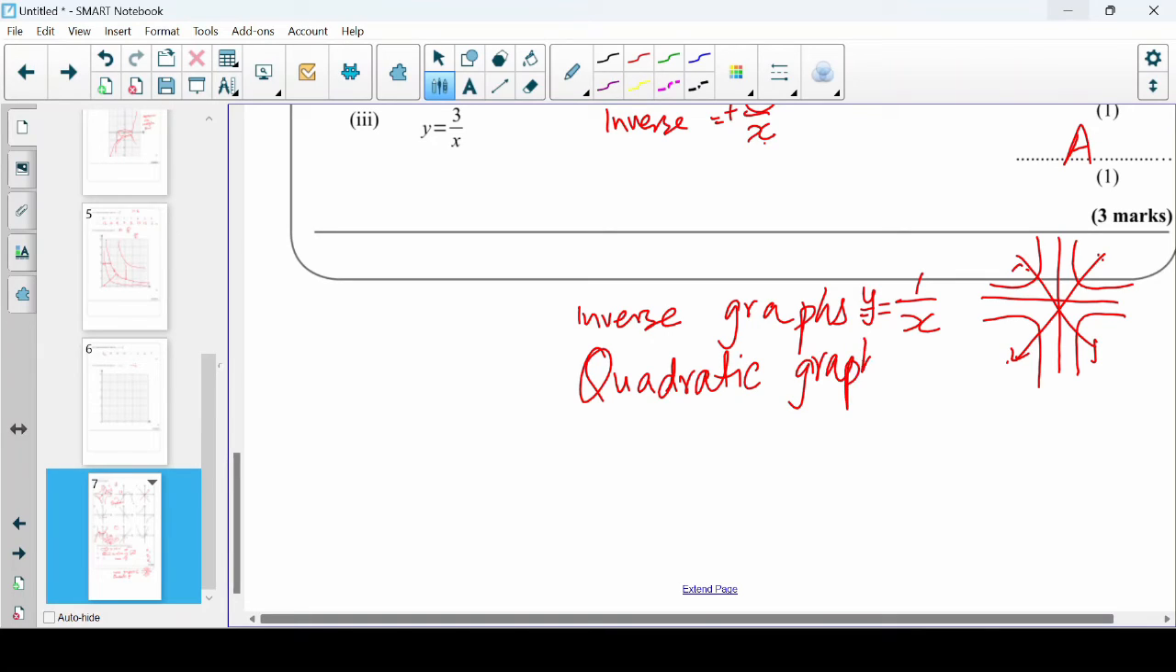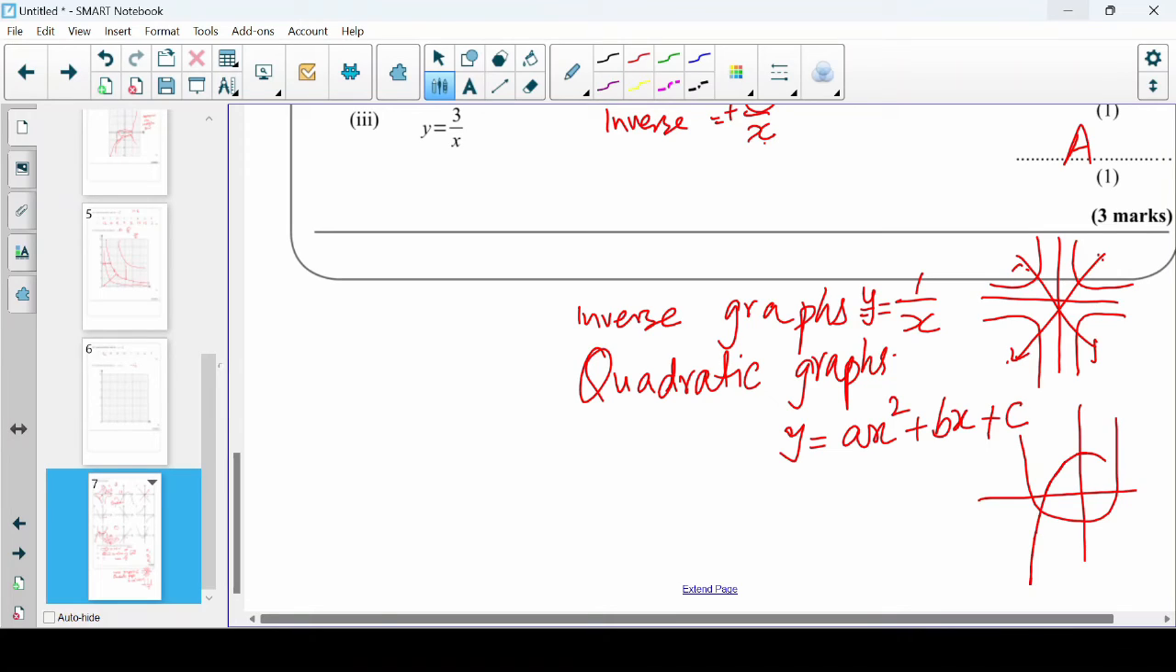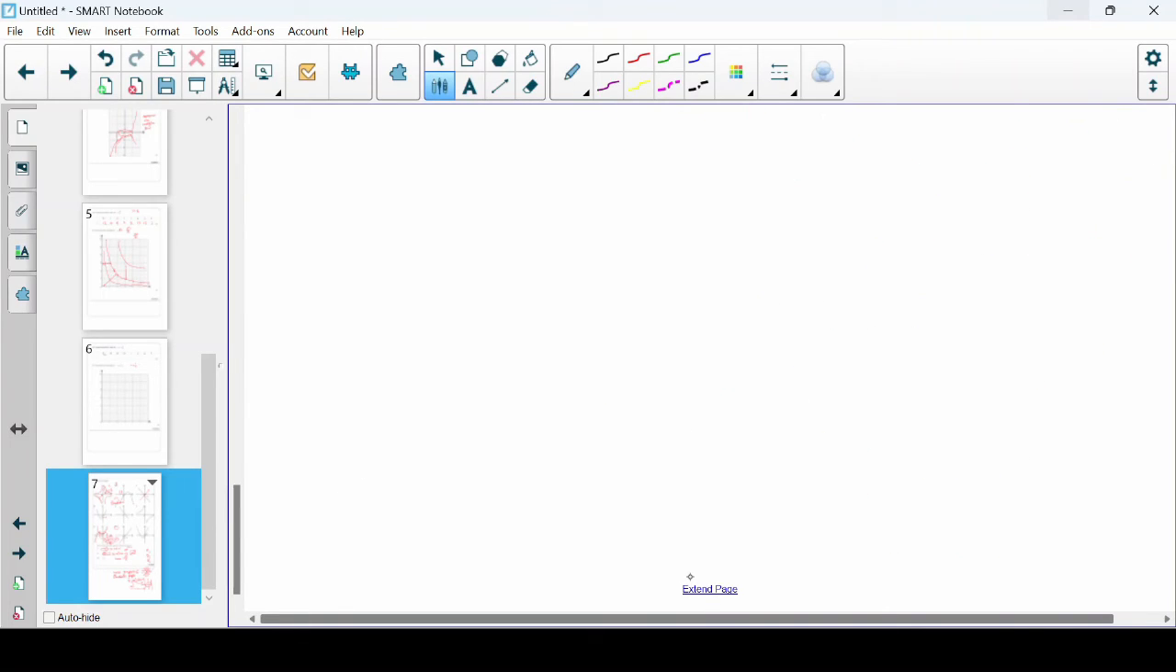The equation of quadratic graphs would be y is equal to ax squared plus bx plus c, and the quadratic graphs would look like either a U shape or an N shape. The positive x squared values would have a U shape, and the negative ax squared values would have an N shape. And the third type is cubic graphs.